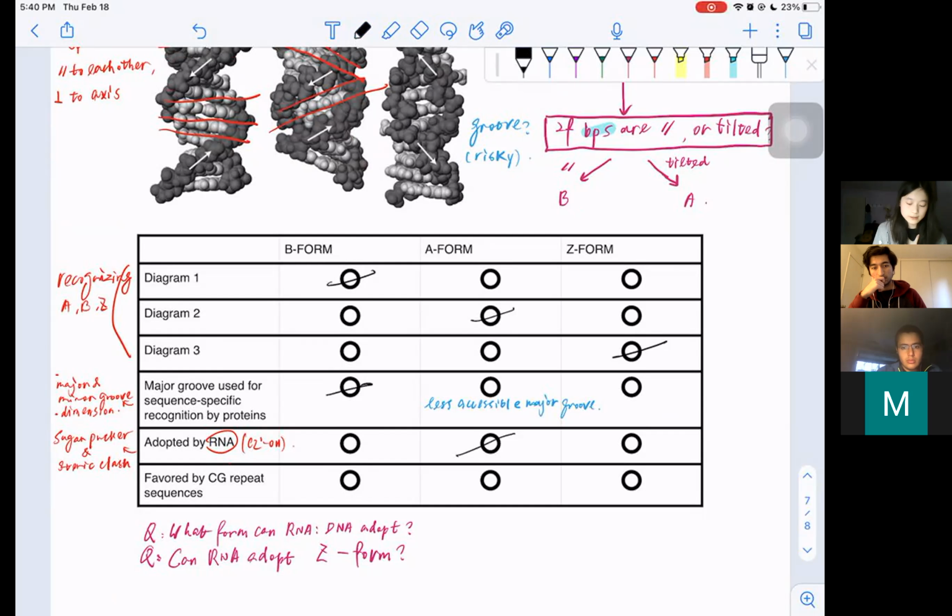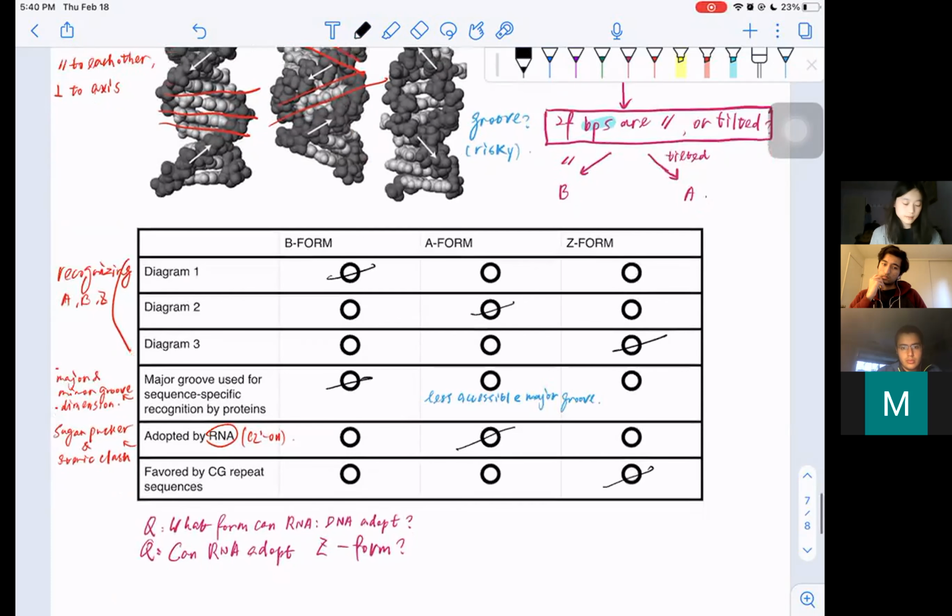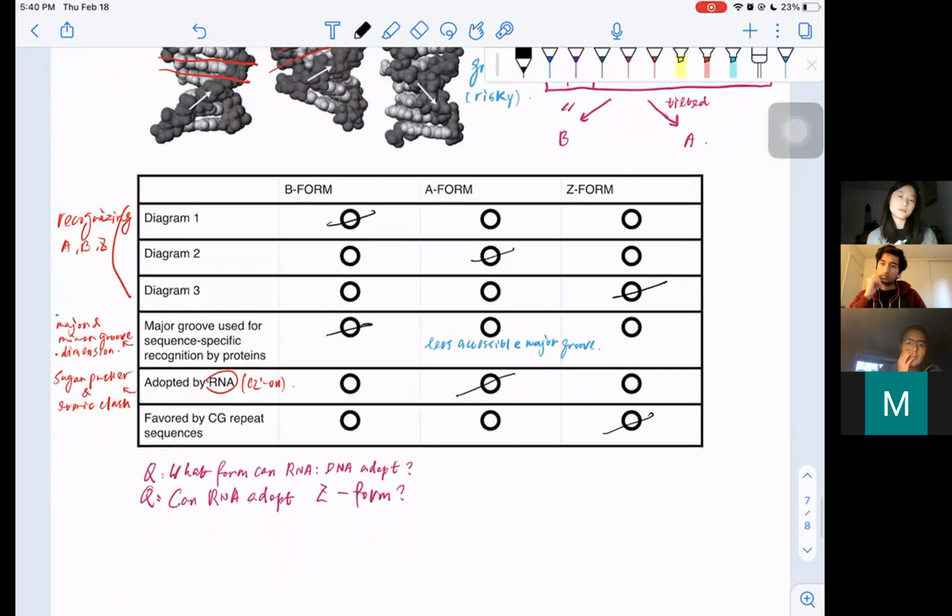And the last point is just knowing that repeated CG pairs are favored by C form. I want to ask you if RNA can adopt C form. What do people think? Can RNA adopt C form? Why is that? Yeah, why is that? You can just unmute yourself. It's a very quick answer.